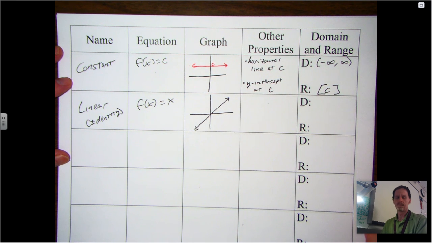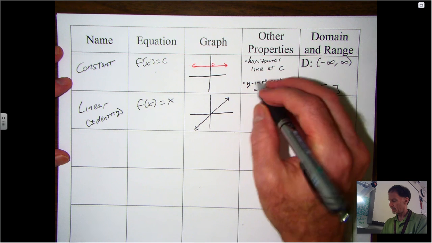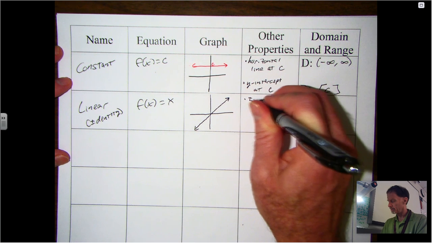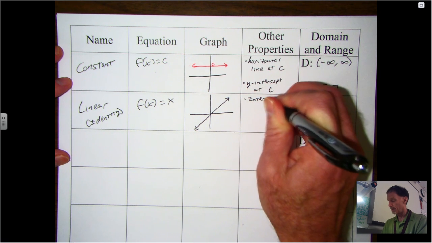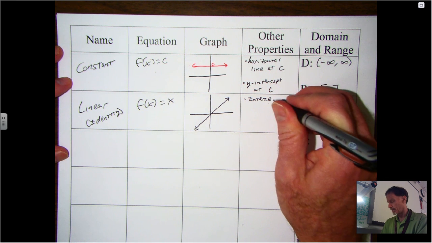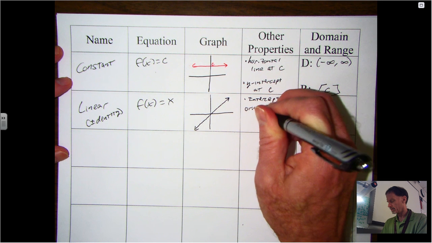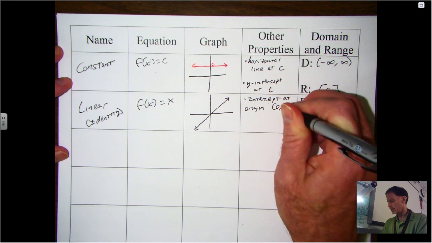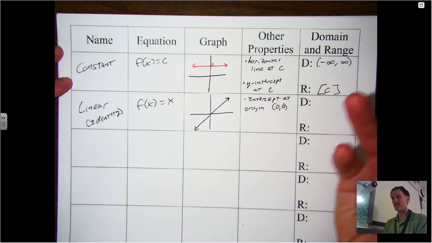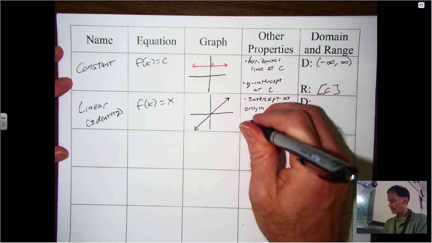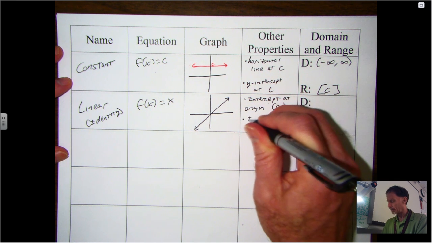Okay. Now notice here the x and y intercept are the same thing. It's the intercept at the origin, which of course is 0, 0. So that's the x and y intercept both at the same time. And the other thing to note here is it's always increasing.